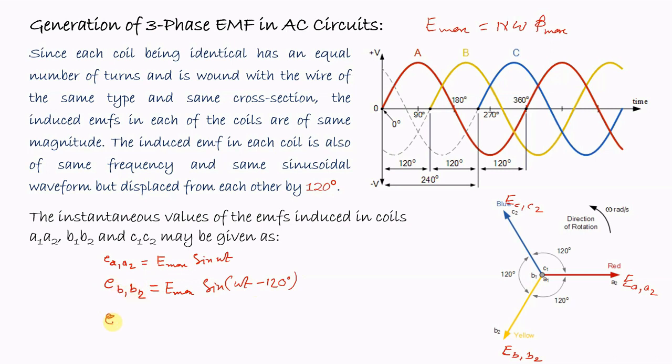And similarly, the EMF induced in the third coil, that is C1 and C2, can be represented as E max sin (omega t minus 240 degree), because the EMF induced in the third coil is lagging by 240 degree from the first EMF.